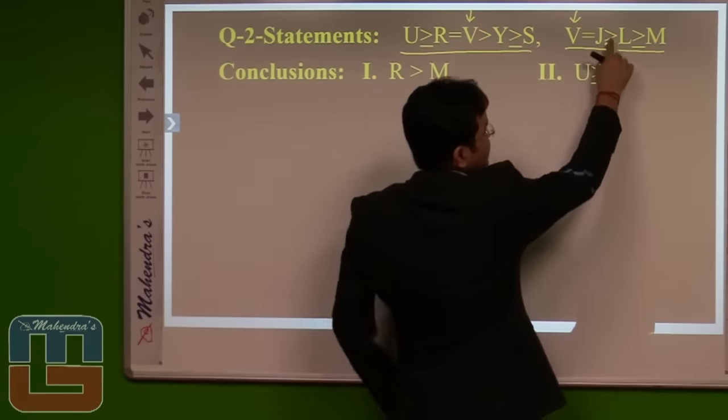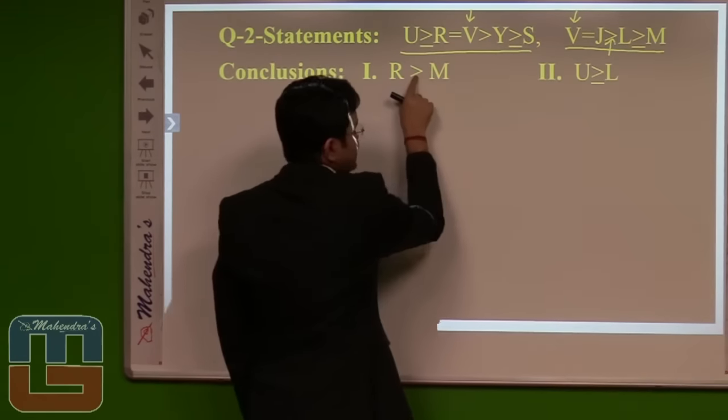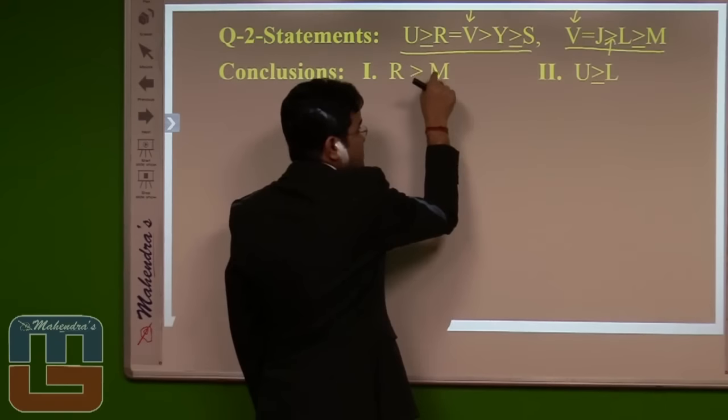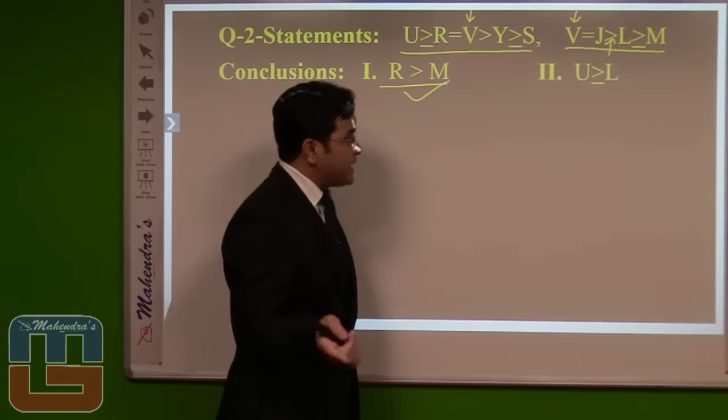And that single, check with the nearest element. It is close towards whom? M. Here you can see it is single and it is close towards M. It means this conclusion follows. Got it? Now check next one.